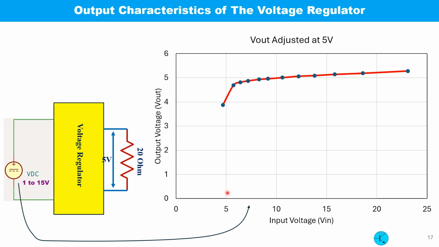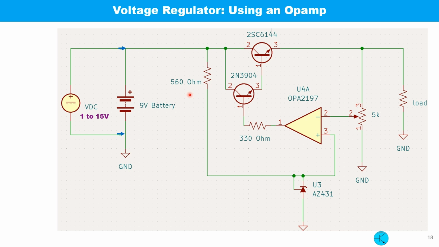Below the 6 volt input voltage, the control is lost due to the basic requirement that the input voltage should be higher than the output voltage plus 1 volt. I tried another circuit.